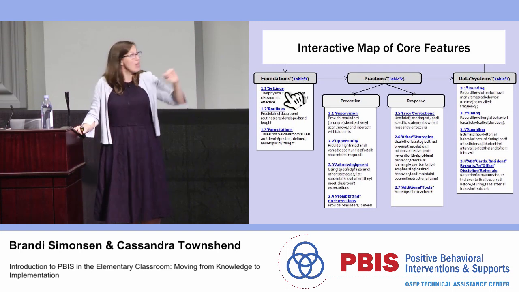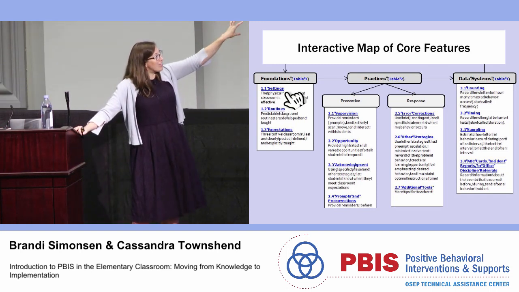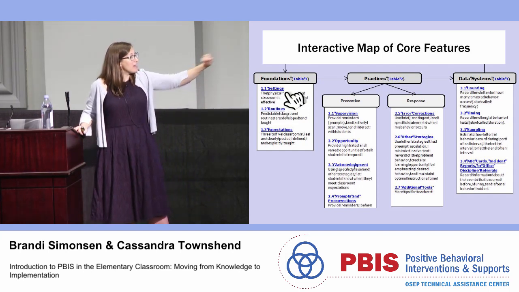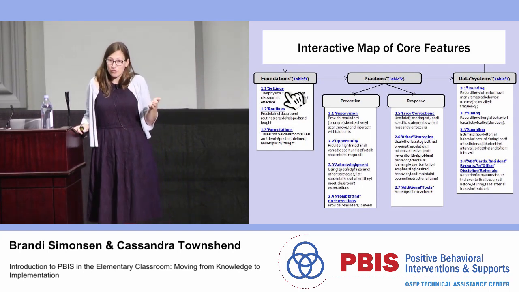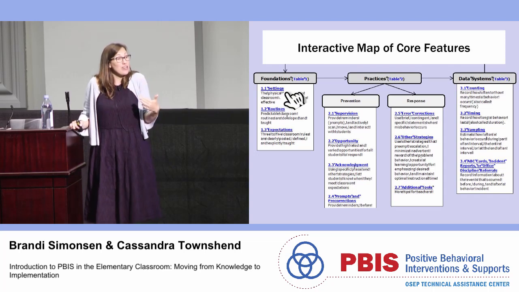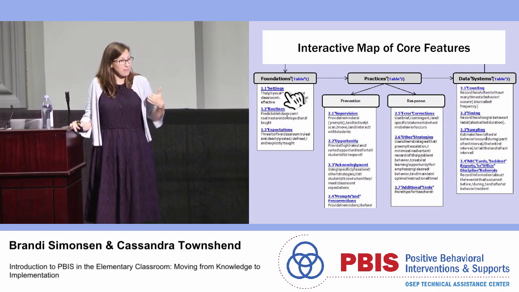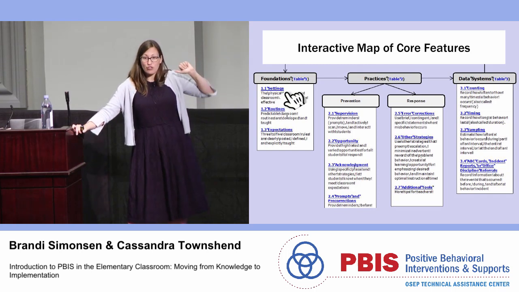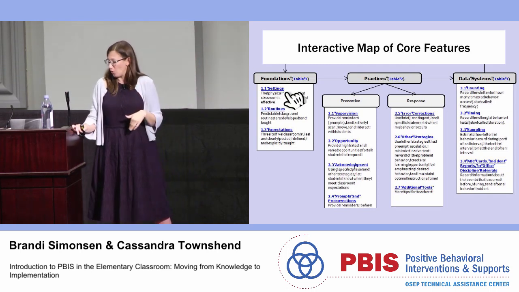Under prevention, we talked about active supervision, getting kids actively engaged with opportunities to respond, acknowledging students with specific praise and other strategies, and prompting and pre-correcting ahead of when behaviors were expected. When there were problem behaviors, we talked about error corrections and other strategies, and we gave some other examples of tools.